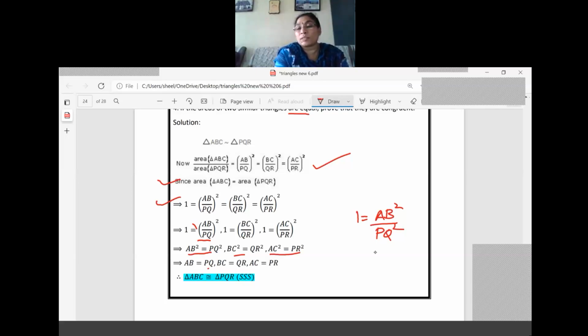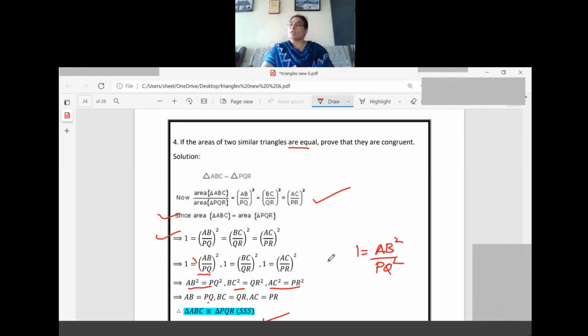Now we got all three sides equal. So SSS criteria, it is not similarity now. What is the criteria now? It is a congruency rule. When the sides are equal, we can write that they are congruent. This is one of the important questions. The proof is done, but they can ask which criteria we have used, so since they are congruent, by which criteria, like that they can ask in the paper.